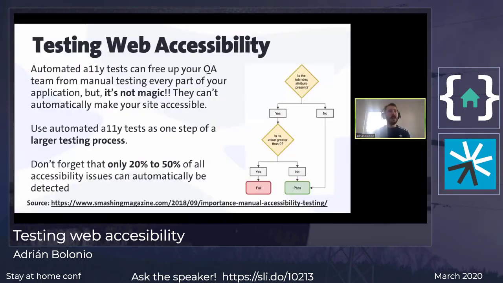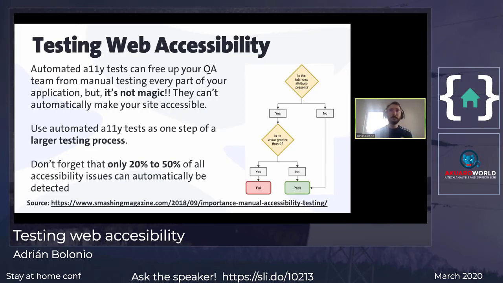Automated tests are really cool. They can free up your QA team, your testing team, to manually test every single part of the application, but it's not magic. They cannot automatically make your site accessible. Don't forget, we can only tackle 20 to 50% of the accessibility issues automatically. So we need to include these automated tests as a step of a larger process, which includes manual tests as well.